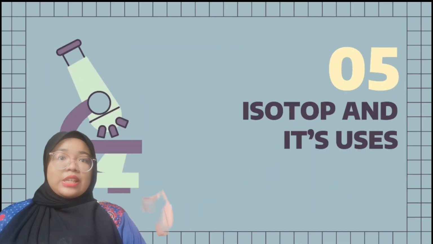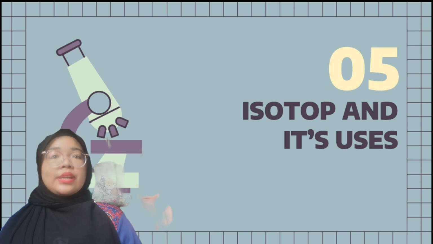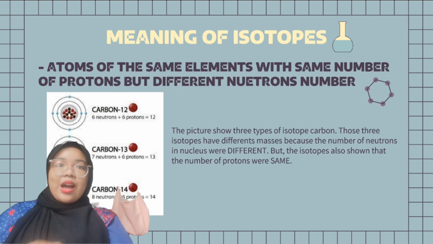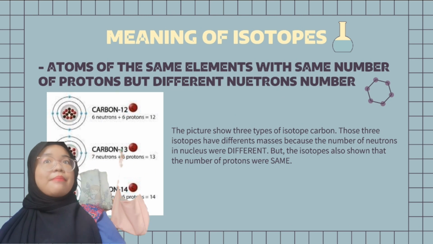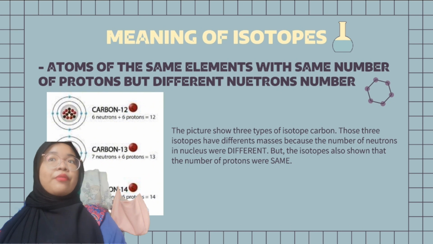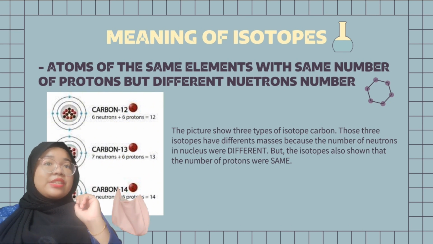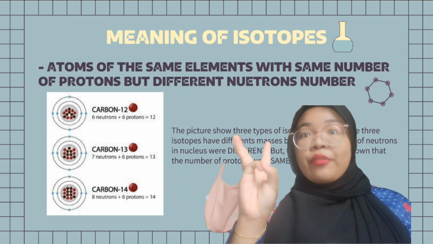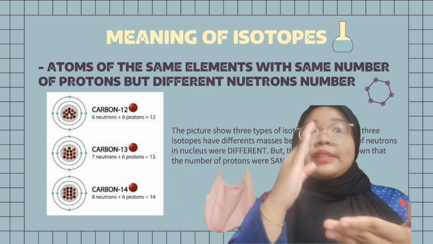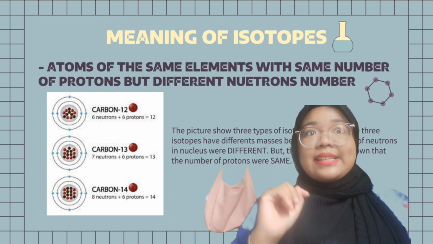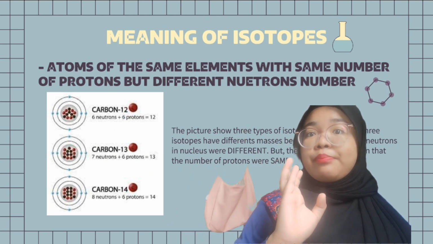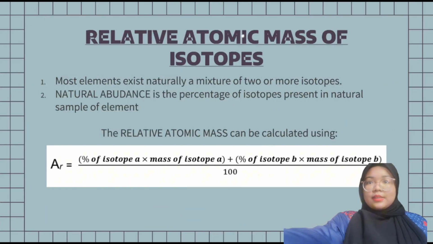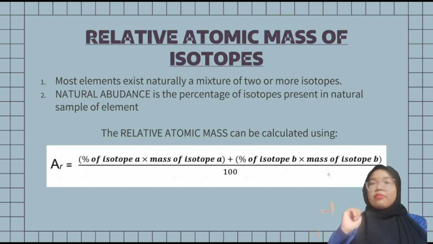Thirdly, we are finally at the final content, which is isotopes and their uses. So the meaning of isotopes. An isotope is an atom of the same element with the same number of protons but a different number of neutrons. In the picture, we can see that there are three types of carbon, which have different neutrons but the same number of protons, and because of that there are different masses for each type of carbon.